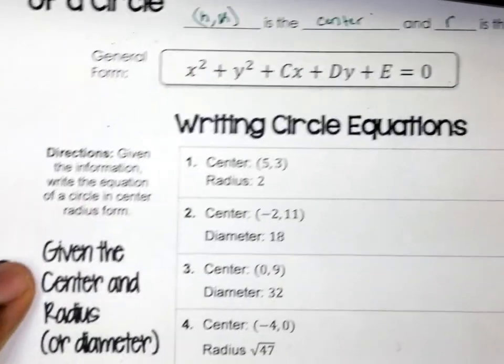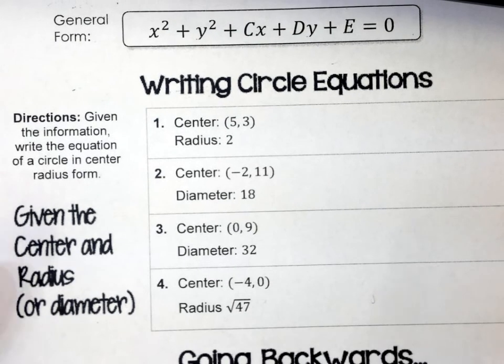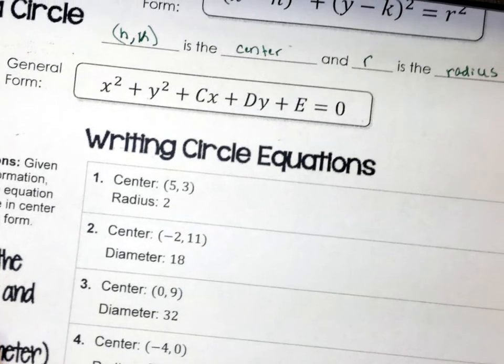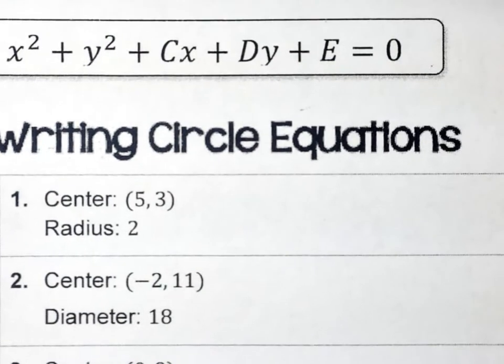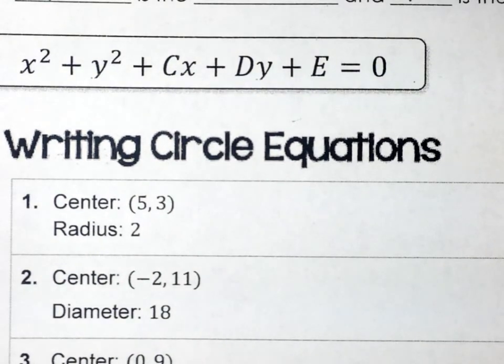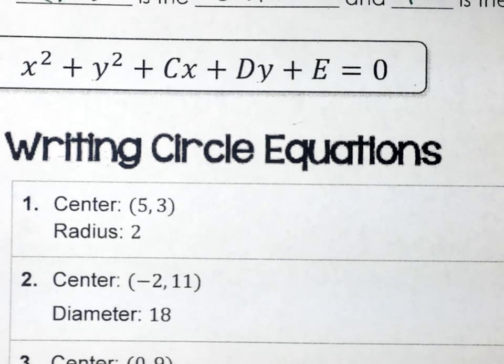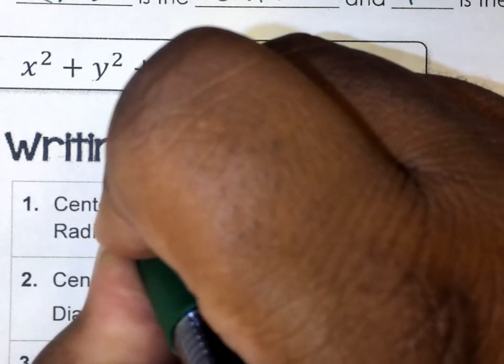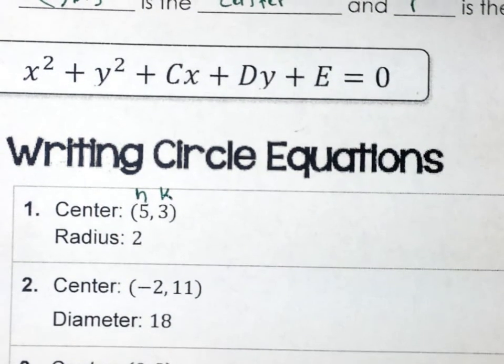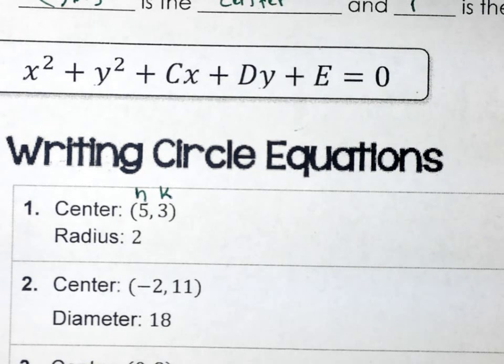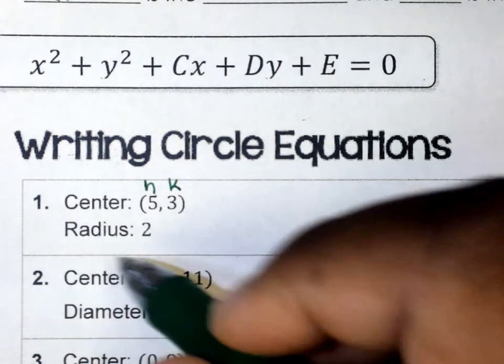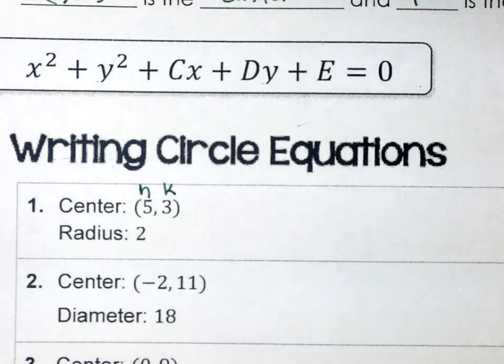Alright, now here, writing circle equations. Directions say, given the information, write the equation of a circle in center radius form. And so we're going to do that for these four right here. I'm going to zoom in some. On this first one, they tell me my center is at (5, 3). That's good to know. I'm going to label that h and k. And they tell me my radius is 2. I don't really have to label that. I'm good with that.